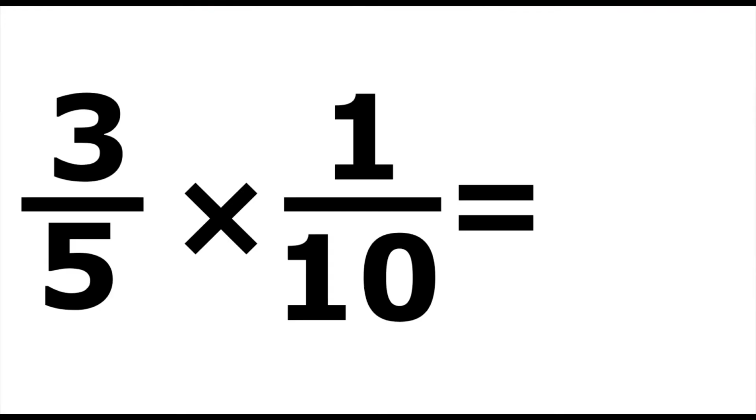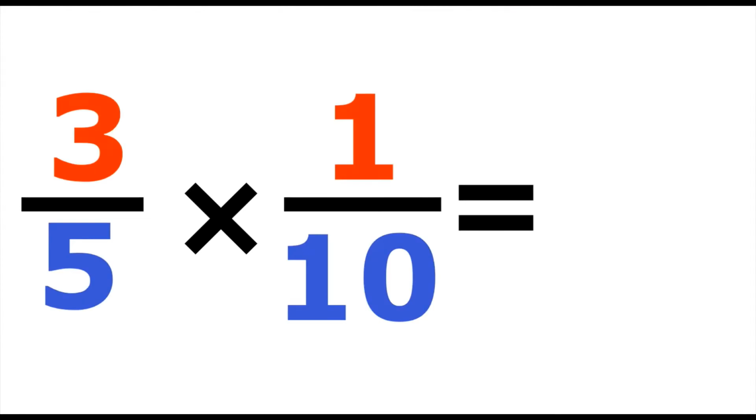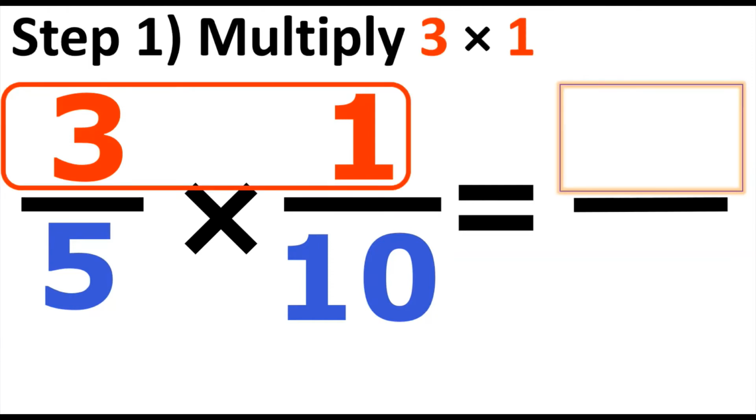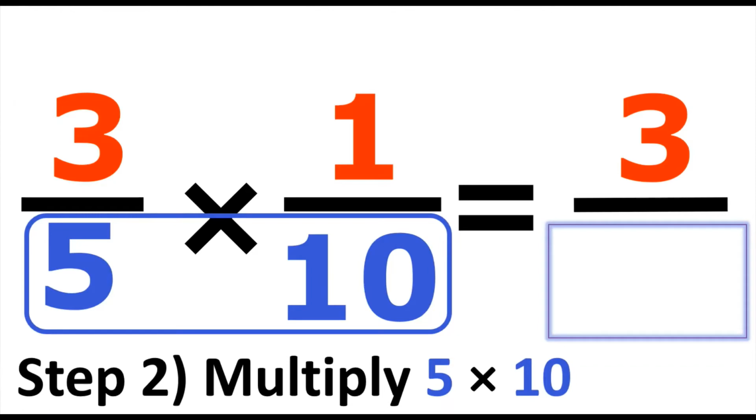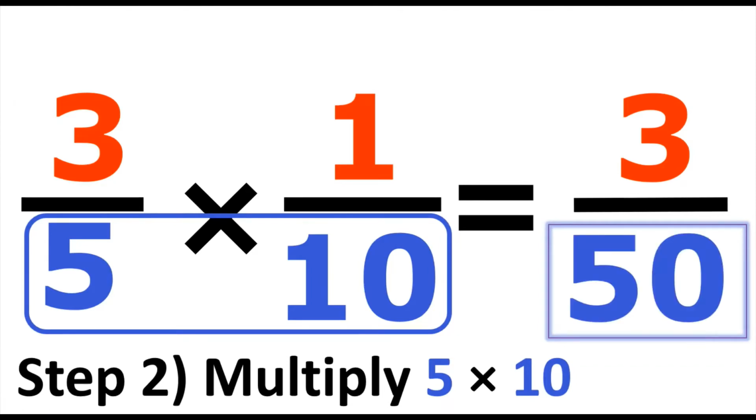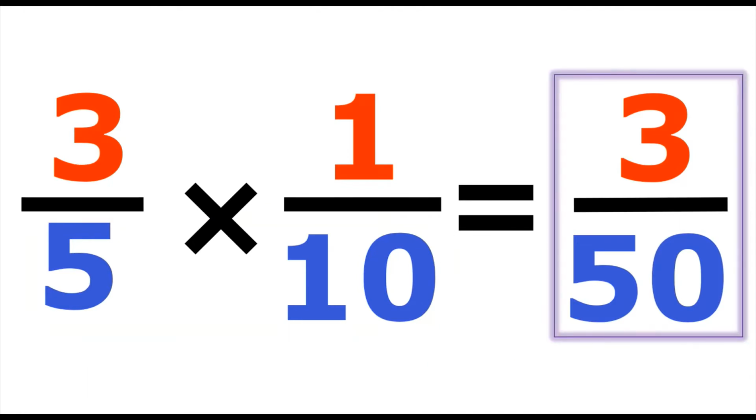Our fifth example, we have 3/5 times 1/10. A 3 and a 1 up top, a 5 and a 10 at the bottom. So we start with the top. We multiply the 3 times 1 to get 3. Then we multiply 5 times 10 to get our denominator of 50. So the answer is 3 over 50.